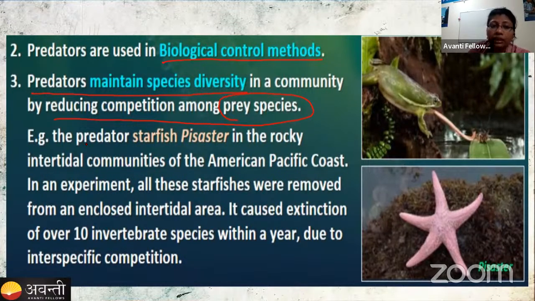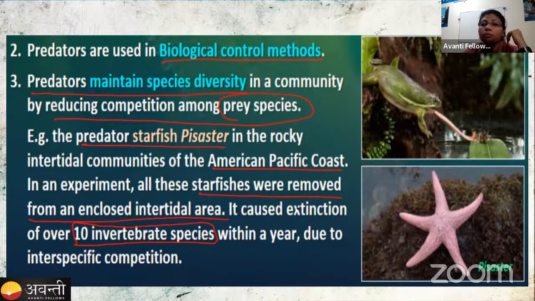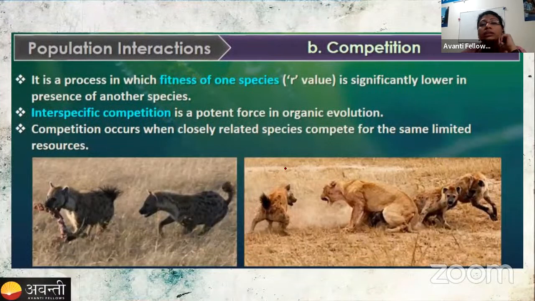Another example is here that the predator is starfish Pisaster, which is found on the American Pacific coast. Okay, in an experiment, all these starfishes were removed from an enclosed intertidal area. It caused the extinction of over 10 invertebrate species. सिर्फ एक प्रीडेटर के हटाने से देखो कितने सारे स्पीशीज़ गायब हो गए ड्यू टू इंटर स्पेसिफिक कॉम्पिटिशन. ओके, देन वी हैव द कॉम्पिटिशन, राइट? द कॉम्पिटिशन, एज यू नो, द सर्वाइवल ऑफ द फिटेस्ट. जो सबसे अच्छा रहेगा, जो स्ट्रांग रहेगा, उसी की चलेगी.